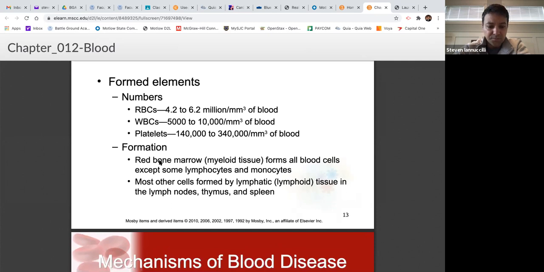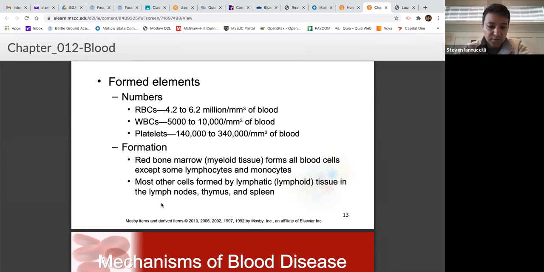Okay, so the formation of these cells comes from various different places. Your red blood cells are going to come from your bone marrow, which we call myeloid tissue. Okay, all of your red blood cells come from your myeloid tissue. Your white blood cells are going to mainly be produced in what we call lymphoid tissue. You've probably heard the term lymph or lymph node. Okay, lymph nodes are part of your lymphatic system, which we call the lymphoid tissue. And most of your white blood cells are going to come from there.